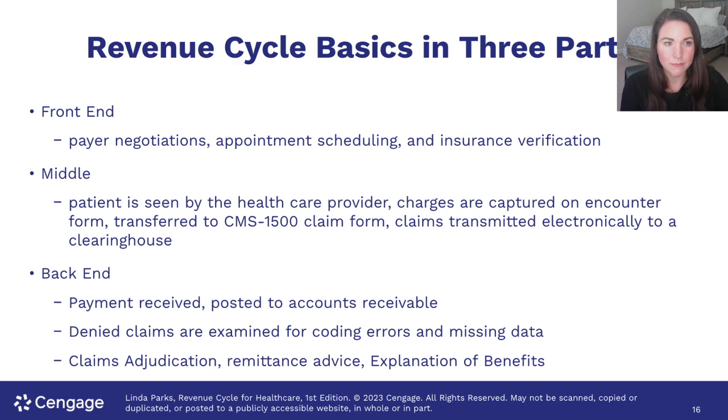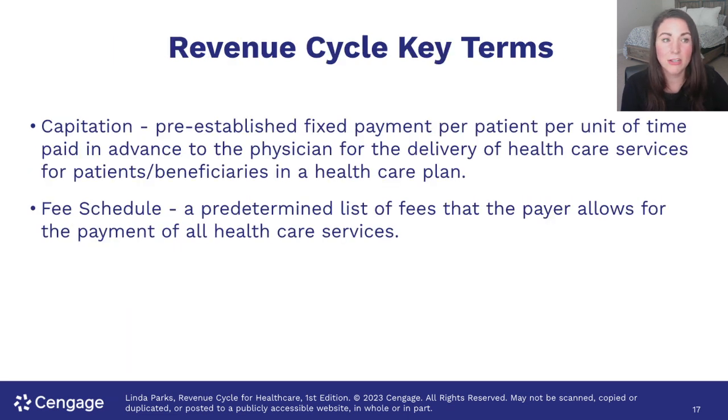All right. Here are some key terms that should look familiar to you at this point. Capitation is that amount that is agreed on ahead of time that the doctor will make on a monthly or yearly basis to treat patients. And remember, with capitation, healthier patients usually make more money for a doctor because they're not having to spend as much time or resources on them. A fee schedule is the list of how much a third-party payer will pay for each service.